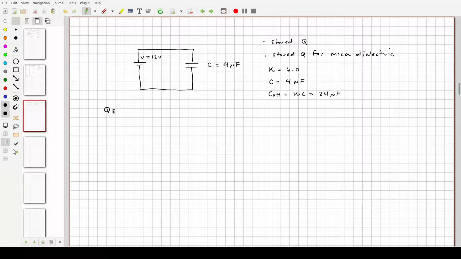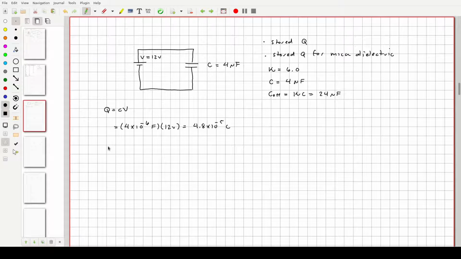So Q is equal to C times V. For the vacuum one, Q is going to be 4 microfarads, which is 4 times 10 to the minus 6 farads, times V, which is 12 volts. And if you do that calculation, 4.8 times 10 to the minus fifth. So that's how many coulombs are stored in the one that doesn't have a dielectric.